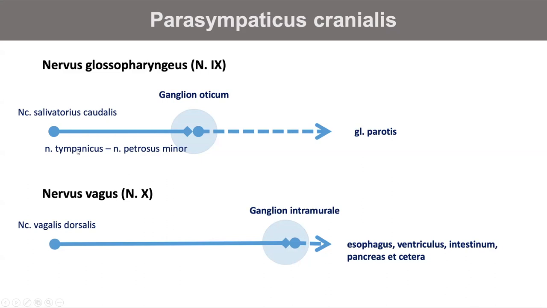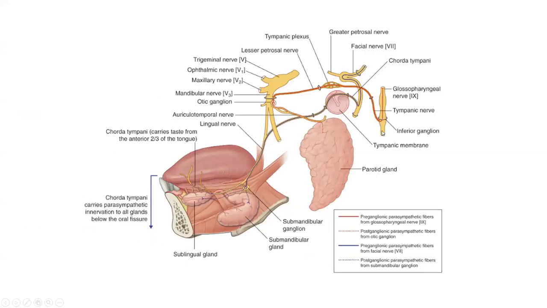And from this tympanic plexus comes out the lesser petrosal nerve, which is carrying the preganglionic fiber to the ganglion oticum below the foramen ovale or oval foramen. And then the postganglionic fiber is carried by a branch of the trigeminal nerve, the auriculotemporal nerve, a branch of the mandibular nerve, which is the third branch of the trigeminal nerve, to the parotid gland. So here are the details of these two ganglia that we mentioned.